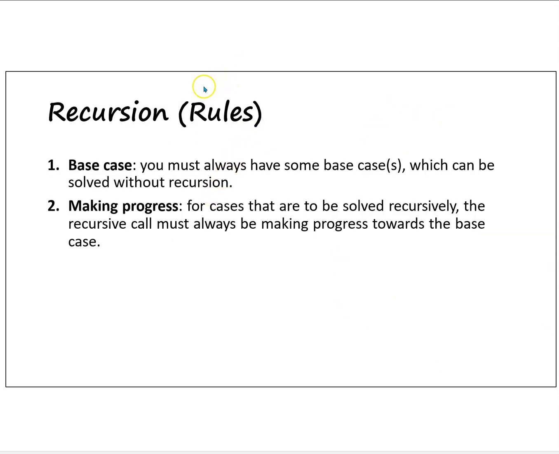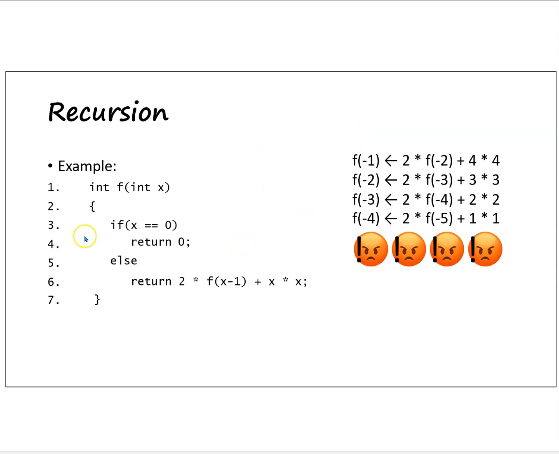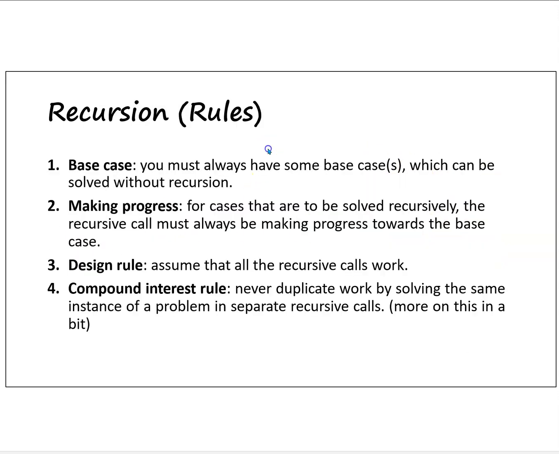So here are the rules. The base case: you must always have some base case which can be solved without recursion. Make progress: for cases that are to be solved recursively, the recursive call must always be making progress towards the base case. Here's our same example from before. If we put in negative 1, it's going to go negative 2, negative 3, negative 4. It's never going to hit the base case, and we're in trouble. You must always have some base case which can be solved without recursion. We must make progress. And the design rule is to assume that all recursive functions work.